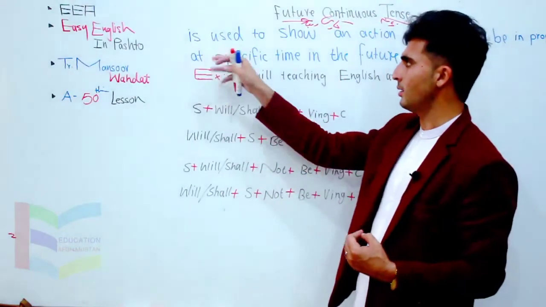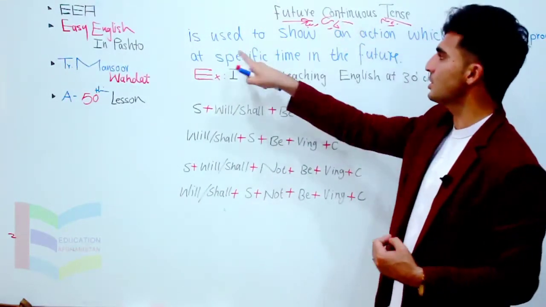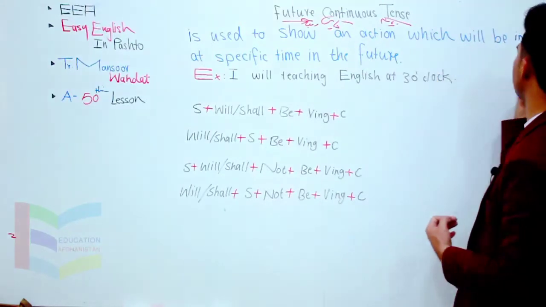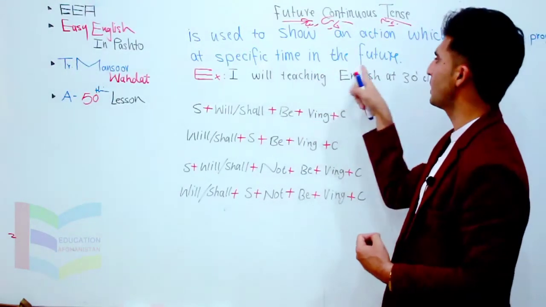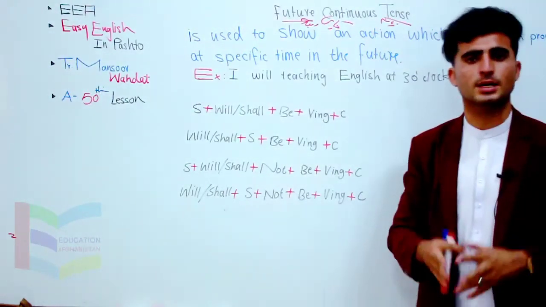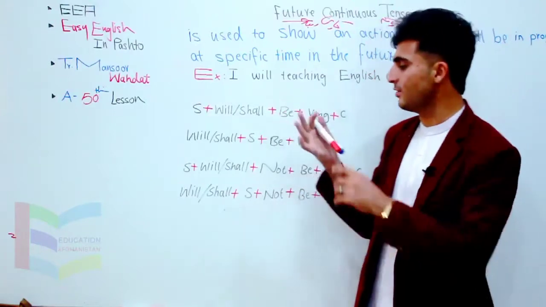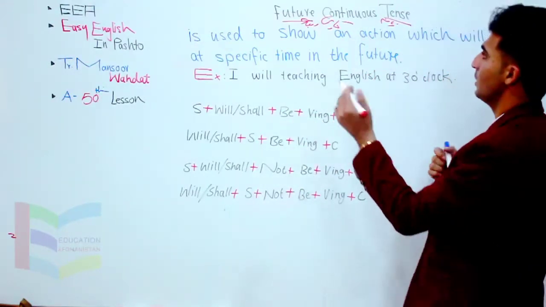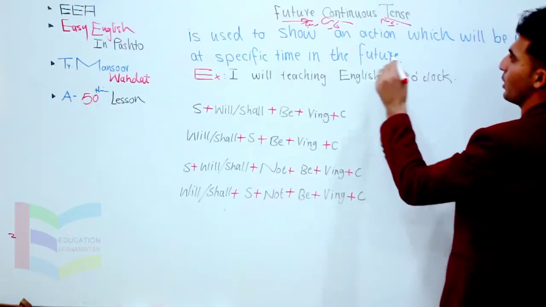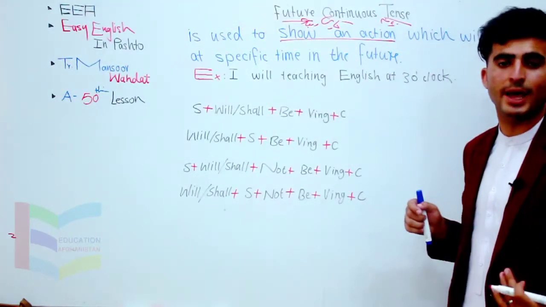Let's read the definition, what is there in its definition. Future continuous tense is used to show an action which will be in progress at a specific time in the future. What does it mean? It means that in the definition there are a few important things. It shows an action, one point. The future continuous tense shows an action.